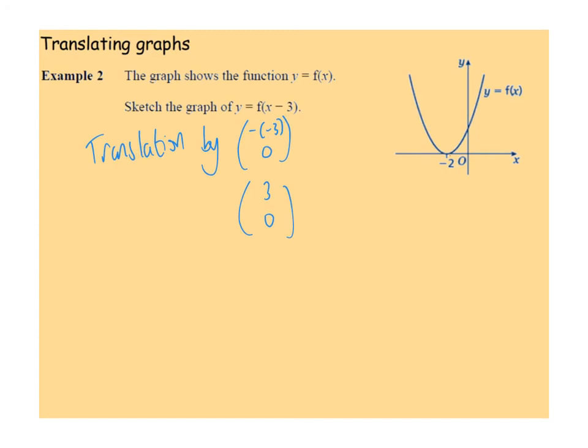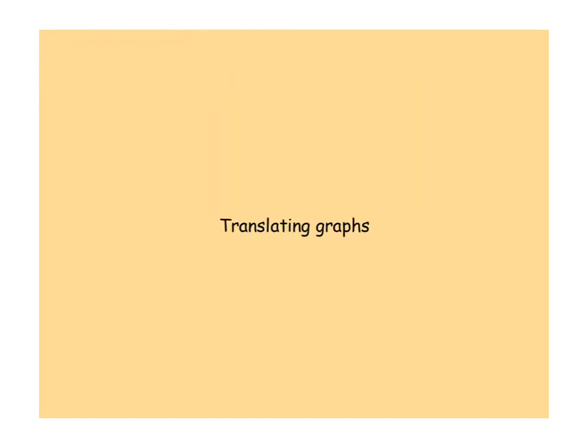If this point's -2, then it's going to map to this point of 1. So remember, I always do the sketch first and then label my points afterwards. So this point here, which I'll manipulate a bit, is 1. So that's good enough for my sketch. Okay, so that completes my examples on translation.